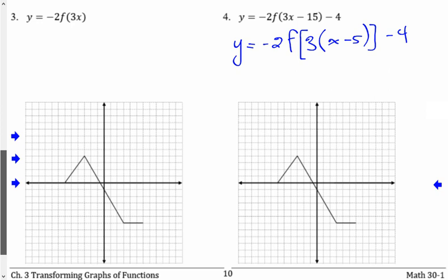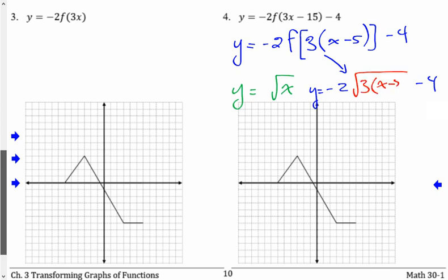So imagine that my function originally was, and it wasn't this, but suppose it was y equals the square root of x. If that was the original function, and I wanted to rewrite this in that form, I'd have the -2 in front, so y equals, and then I'd have the -4 at the end, and then I'd have the square root of 3 times x minus 5.